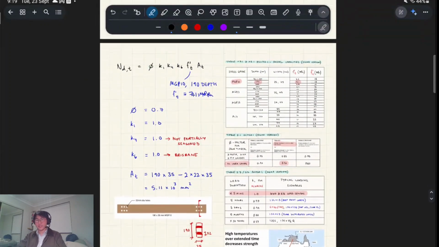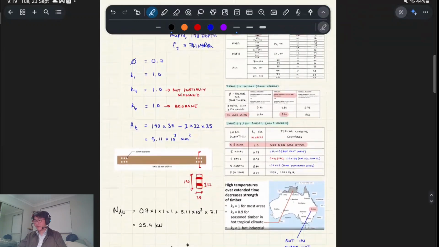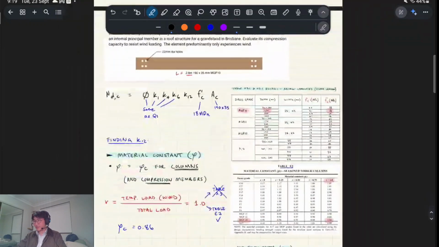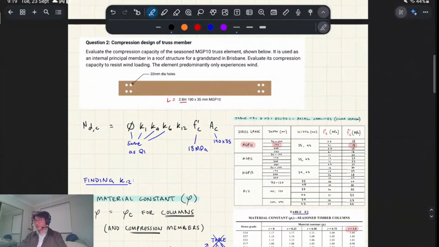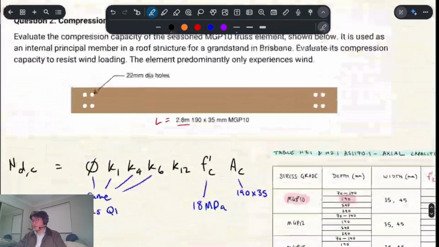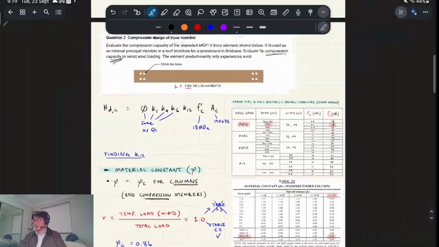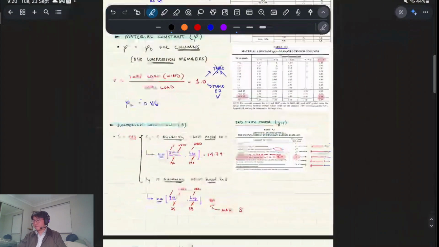Here on the right hand side, I've pasted in my tables and highlighted where I got all the numbers from, so it's hopefully easy to follow. But just try to do the question yourself. If you get stuck, look at my solutions. Question 2 follows on from question 1. Just do the compression member design, but it's worded a little differently. It's like, what is the maximum compression capacity that can resist that wind loading.